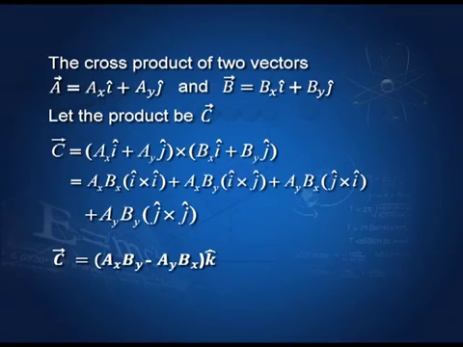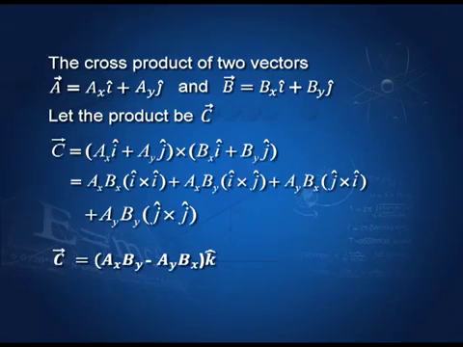Therefore, vector C is a x b y minus a y b x times k cap, where a x is the x component of a, b y is the y component of b, a y is the y component of a, and b x is the x component of b. So, the cross product of two vectors A and B, where A and B are both in the xy plane, as it should, comes out to be in the z direction. So, vector C is, you can see, in the direction of k cap.